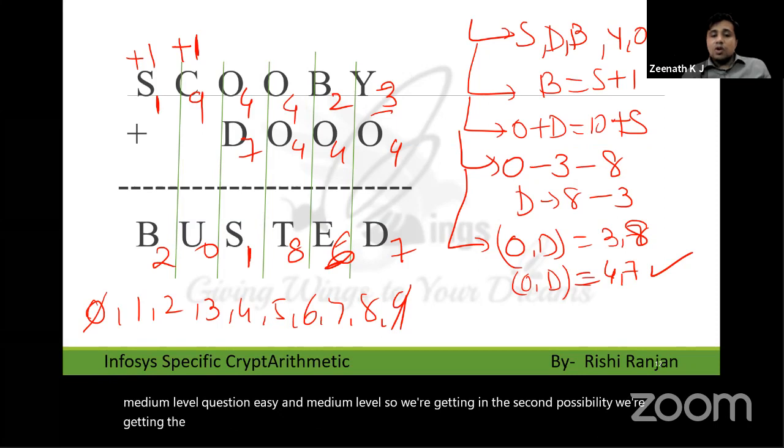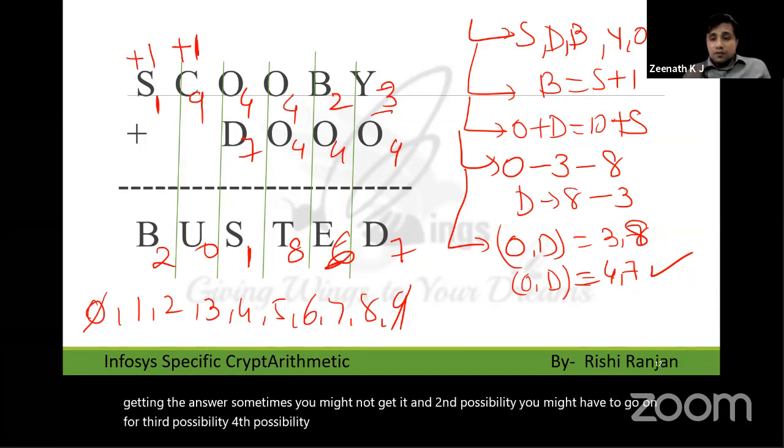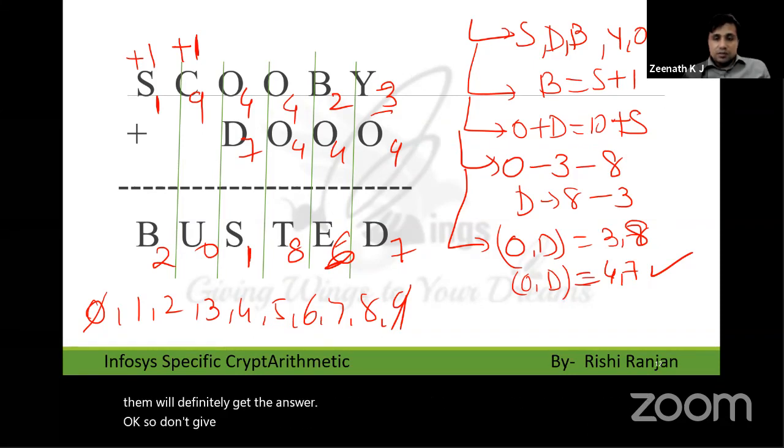Sometimes you might not get it in the second possibility. You might have to go on to the third possibility, fourth possibility, fifth possibility. But if you keep on trying, one of them will definitely get you the answer. Okay? So don't give up. Keep on trying all the possibilities.